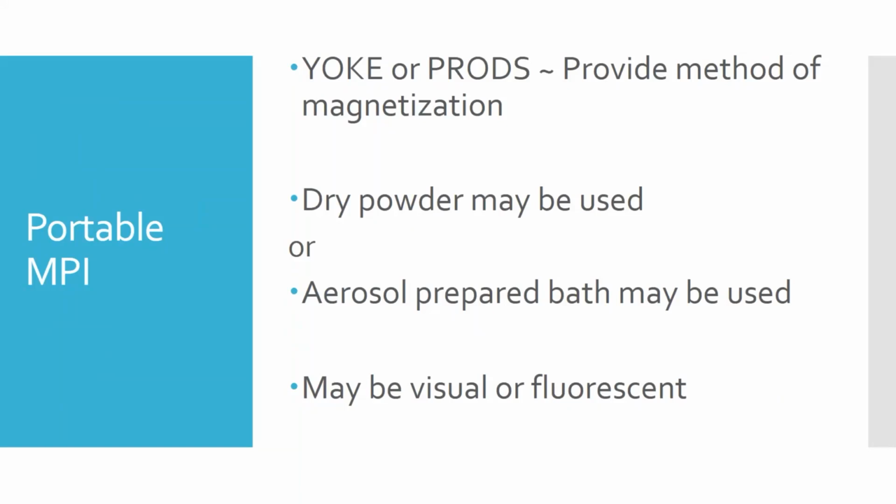So you shake it up, and it's a suspension. There's basically fine metal powder that's in an aerosol can. And you can use that as well. And again, they can be visual or fluorescent, depending on what kind of dye is in there.